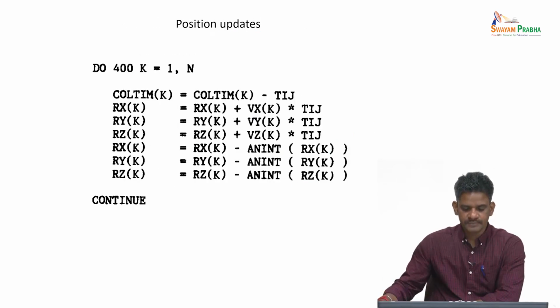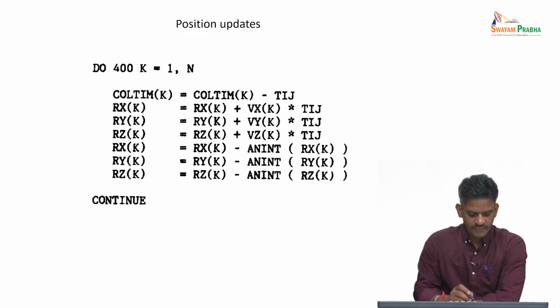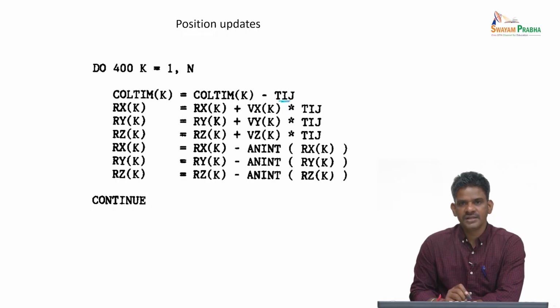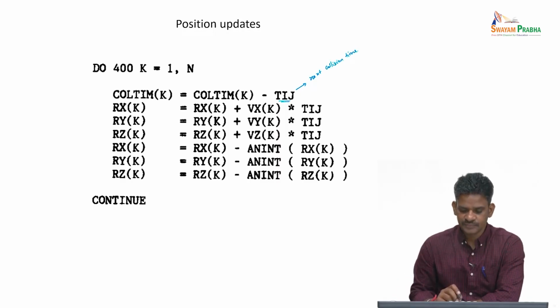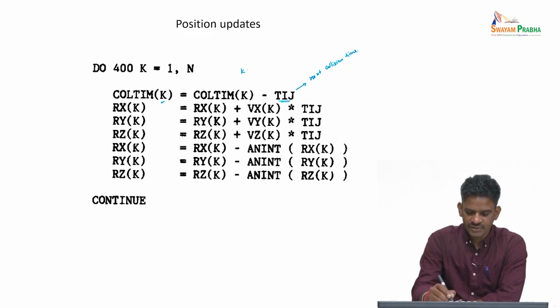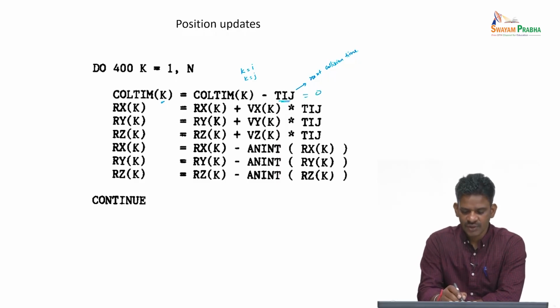The next step is to update the particle positions up to time Tij. Again we do one more loop from 1 to n, and the collision time of each particle is now reduced by Tij. Remember, this Tij is the next collision time which we just found in the previous loop. When k equals I and when k equals J, this number will be 0, because their collision time and the minimum Tij are the same. For all the other particles, the collision time will always be larger than this minimum time.